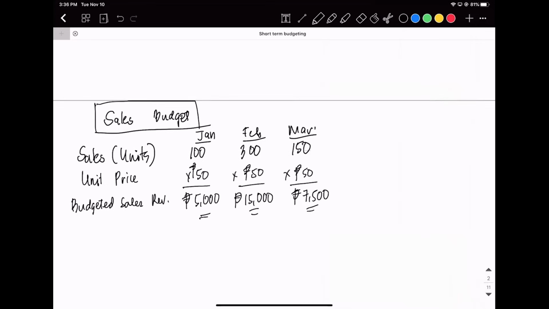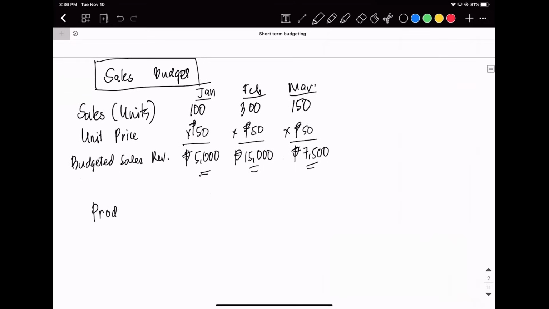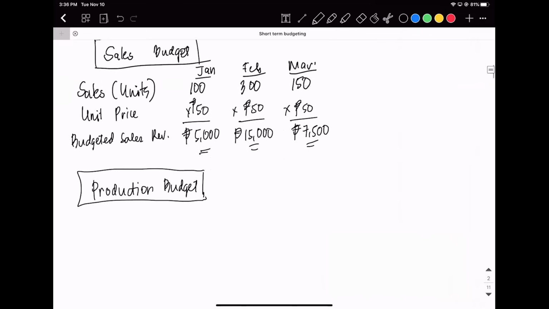So what's next? After the sales budget, we would now be able to prepare the production budget. So production. Of course, sales will be our basis of the number of units that we need to produce for a given period. So, production budget, January, February, and then March. So, sir, what will be your basis? What is the starting point? Okay, starting point natin is of course unit sales also.